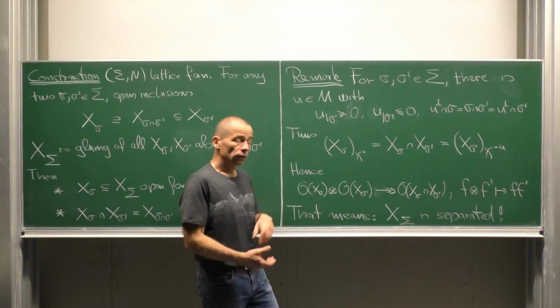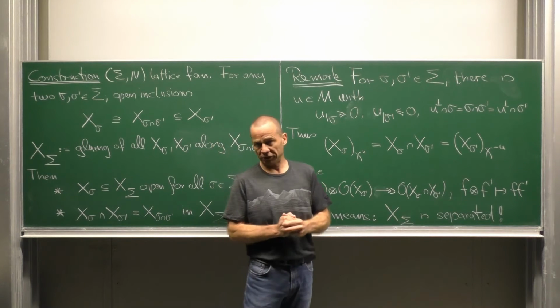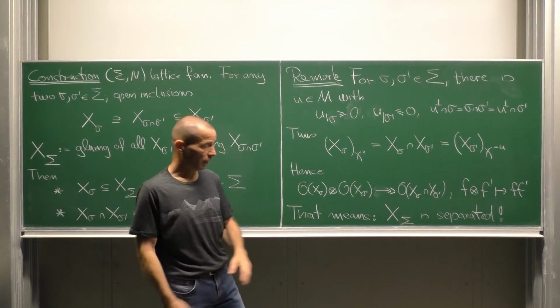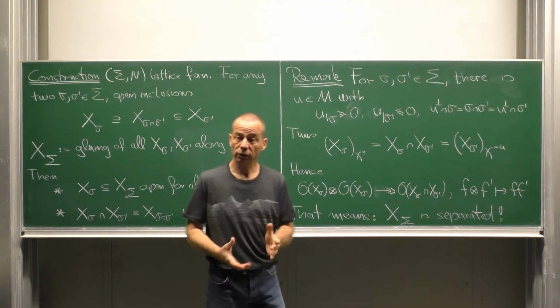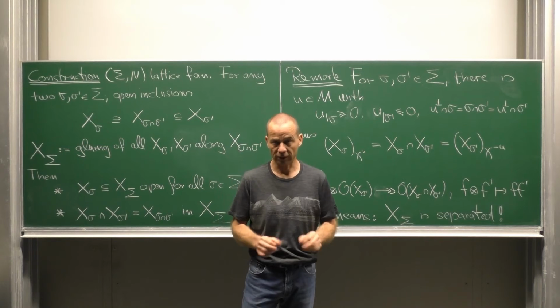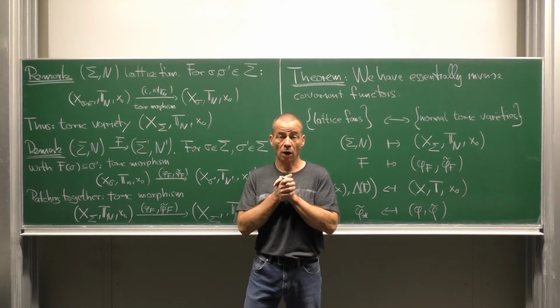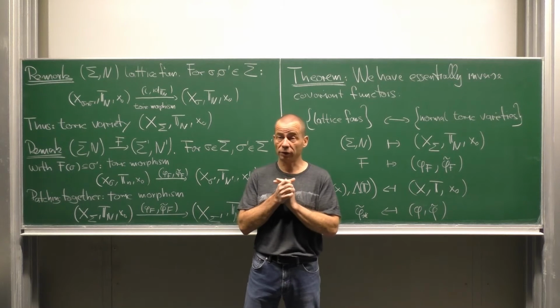So this is a way to characterize the separatedness of a variety. That means that our X_Σ we constructed is indeed separated. What else can we say about our variety X associated with the fan Σ?